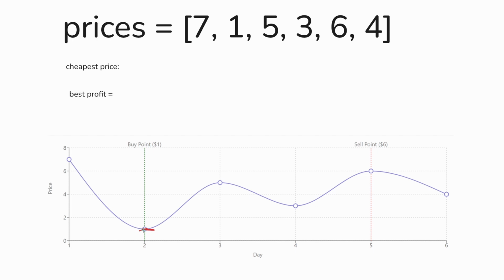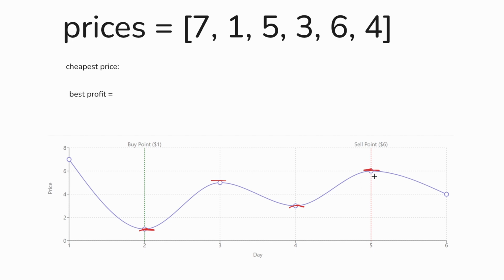This is the lowest, cheapest price that we can buy it at. So with that, every subsequent day after, we make a profit. You can see here, from day 2 to 3, we made a decent profit of $4. And then from day 2 to 4, we actually made a profit of $2.